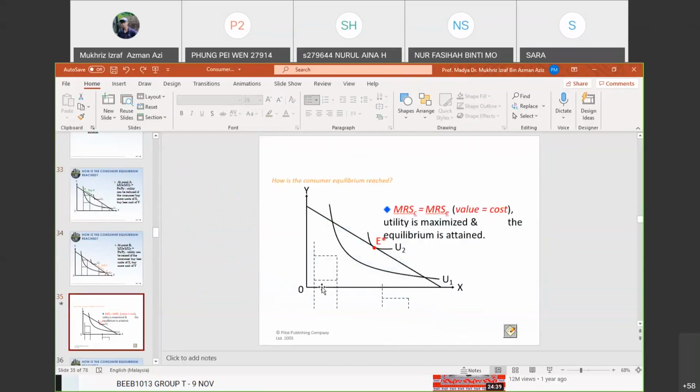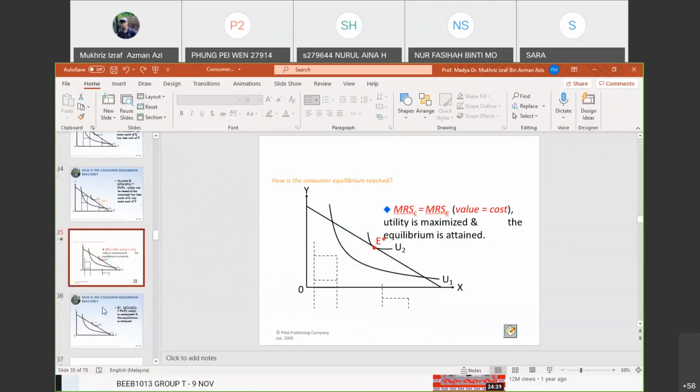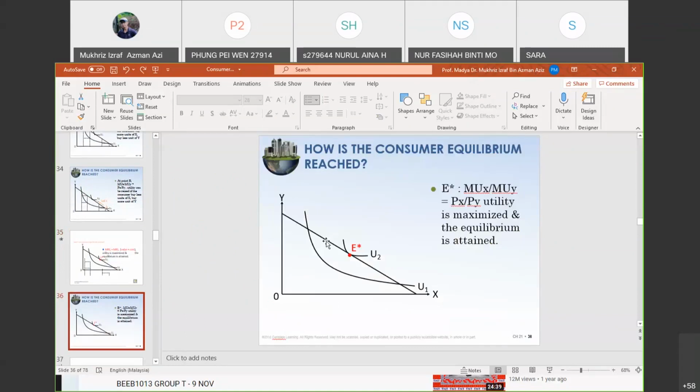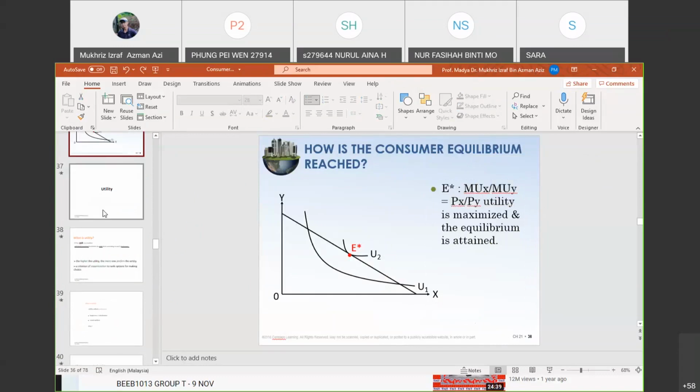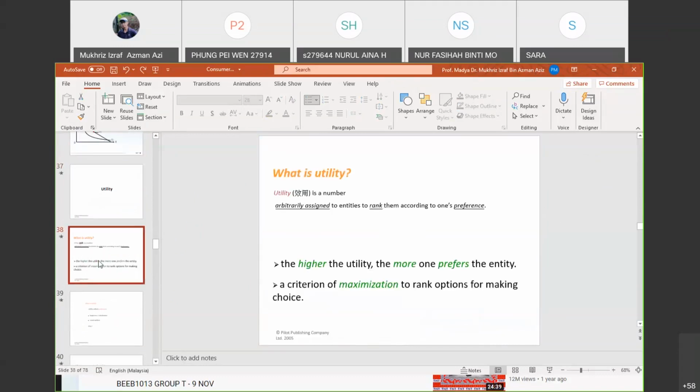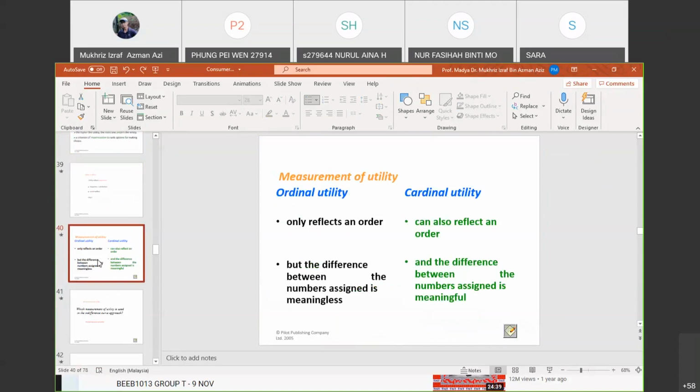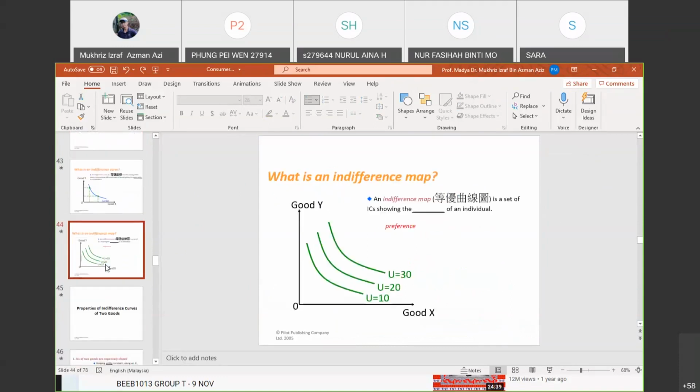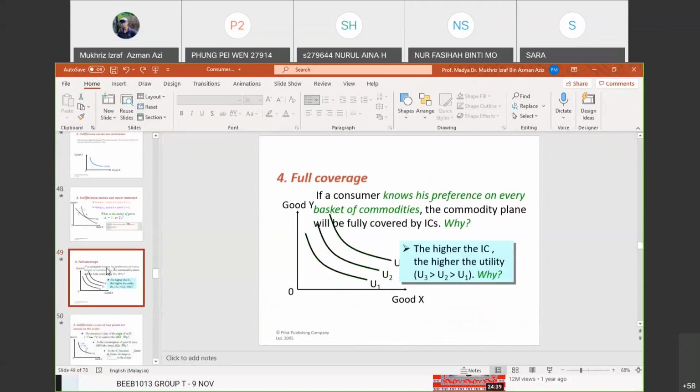Again, this one, ignore this. This part is not really important. The main thing is that you are at equilibrium when the two ratios are equal. MUX over MUY is equal to PX over PY. The slope of the indifference curve is equal to the slope of the budget line. So that is what you need to understand on this concept. So what else is important?